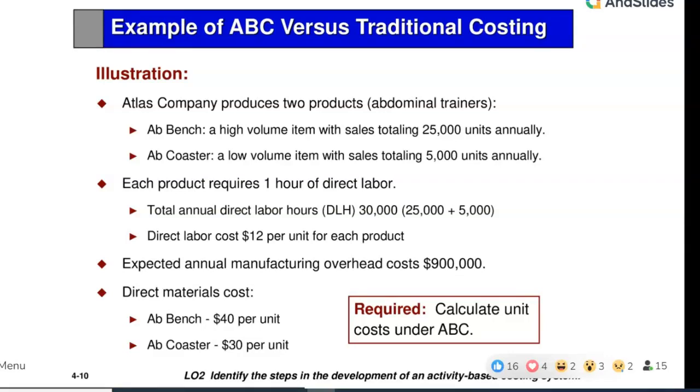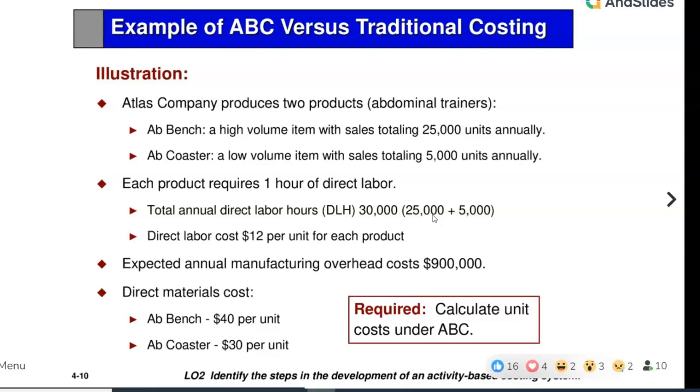All right, we got a company called Atlas, and it produces 2 products, and you saw them before, the abdominal trainer and the, what do you call that thing? The bench. The coaster and the bench, sorry. Now, what they do is they produce 30,000 units of both, 25,000 of the bench and 5,000 of the coaster. And each bench and each coaster only takes 1 hour of direct labor. And therefore the annual direct labor for the year is only 30,000 direct labor hours.